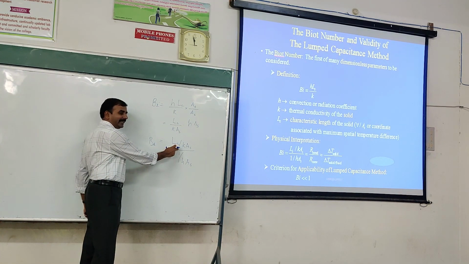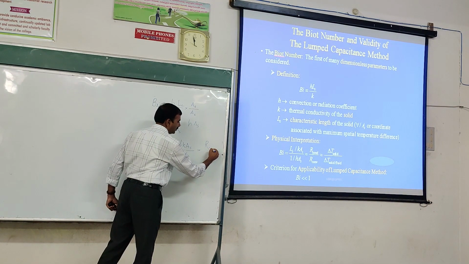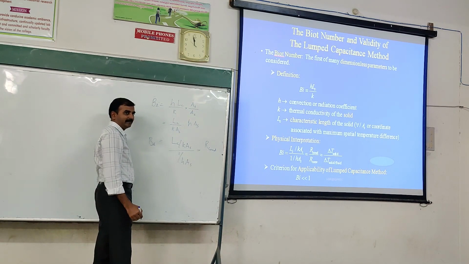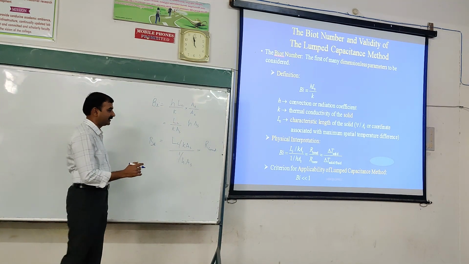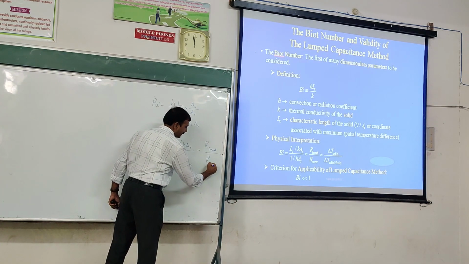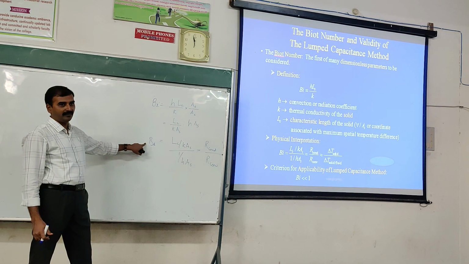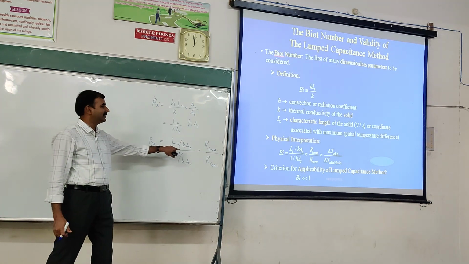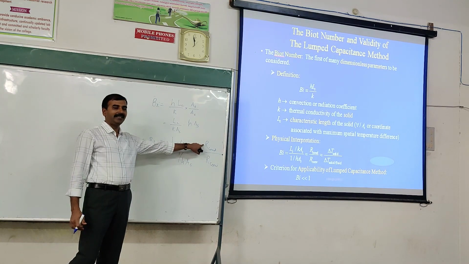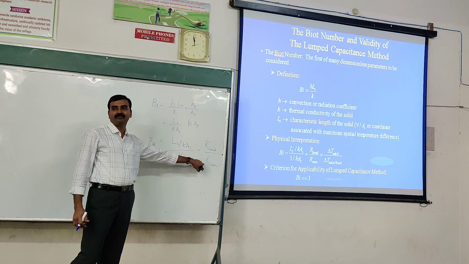Now, this is the Biot number. And what is L by k A? L by k A is the conductive resistance, in Fourier's law. And what is 1 by h A? This is the convective resistance. So now, the physical significance of Biot number is this: it is a relative measure of the conductive resistance to the convective resistance.